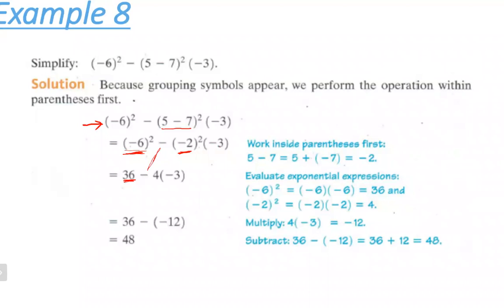Of course, that means multiplication. So the next step now is to do the multiplication, because you're going to have 4 times -3. So that's 36 minus 4 times -3 gives you -12. And then 36 minus a -12 gives you 36 plus 12, which is 48. Okay, so that's the final answer for that.